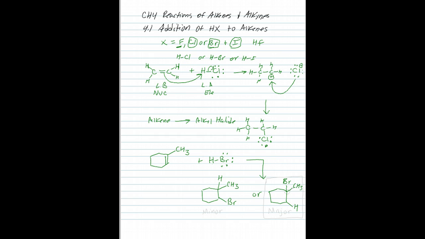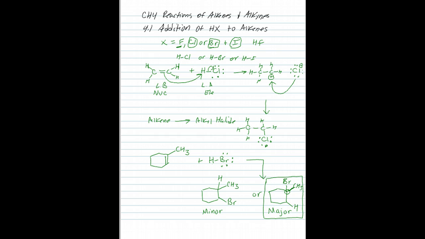There are 2 possibilities. However, only one of them actually forms. Or, to be more correct, one of them forms in a much larger yield. You probably get a mixture, like an 80% mixture. And the major product, we'll call it the major product, is the one where the bromine is connected to the carbon that has the methyl group on it. And this is the minor product. But for our sake, for our class, we're going to say that this is the compound that forms.